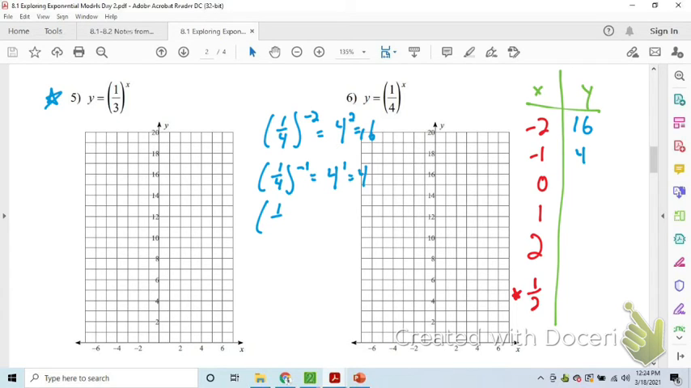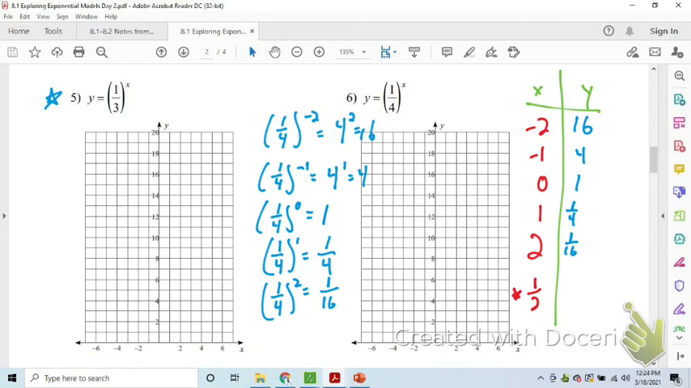Then I have 1/4 to the 0 power, which is going to be a 1. Then I have 1/4 to the first power, which is just 1/4. And then I have 1/4 squared, which is going to be 1/16. Very hard to graph that one. Then, for an extra bonus problem here, bonus, not extra credit, if I take 1/4 and plug 1/2 in for x, that'd be like saying the square root of 1/4, which is just 1/2. So 1/2 on that one, if you will.